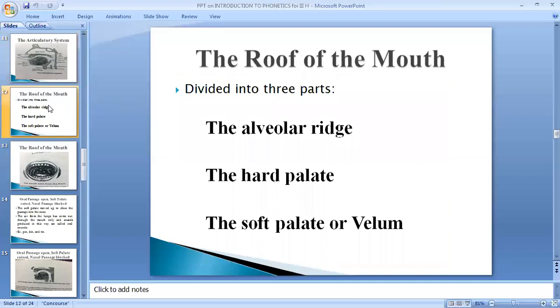What are the important parts to produce oral sounds? The roof of the mouth. The roof of the mouth is divided into three parts. They are the alveolar ridge, the hard palate, and the soft palate. The soft palate is also called the velum. So in the roof of the mouth, we have three important parts: the alveolar ridge, the hard palate, and the soft palate.